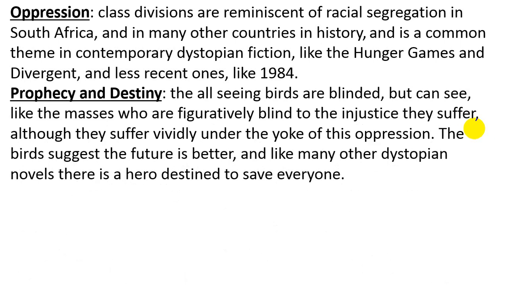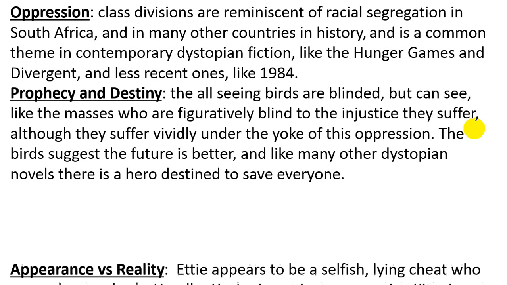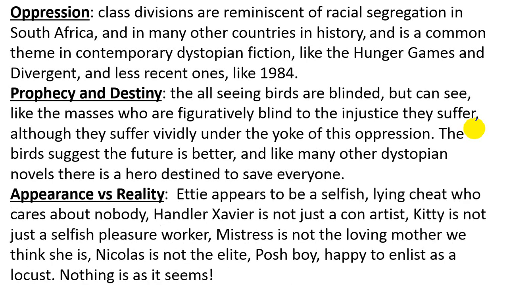The all-seeing birds are blinded, but can see, like the masses who are figuratively blind to the injustice they suffer. Although they suffer vividly under the yoke of this oppression, the birds suggest the future is better, and like many other dystopian novels, there's a hero destined to save everyone, or in our case, an anti-hero, because Etty is so difficult to like. Appearance versus reality.